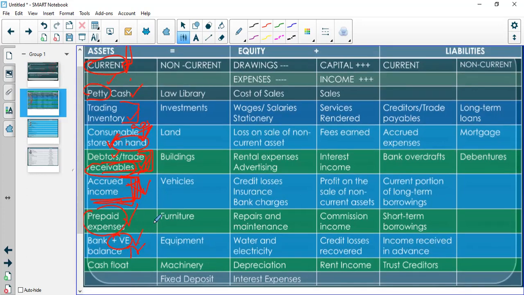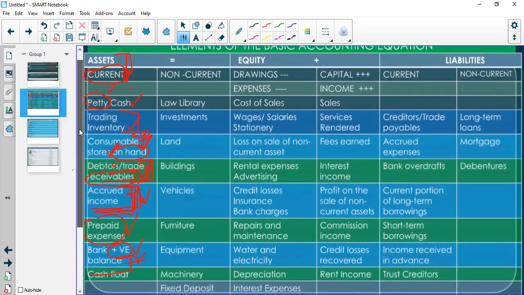And of course, we have bank, which is an asset if it is a positive balance or a debit balance. All right. So bank is not just going to be an asset all the time. There is a condition. So bank is going to be an asset if it is a positive or debit balance. Right. So cash float is the same thing as paid cash.